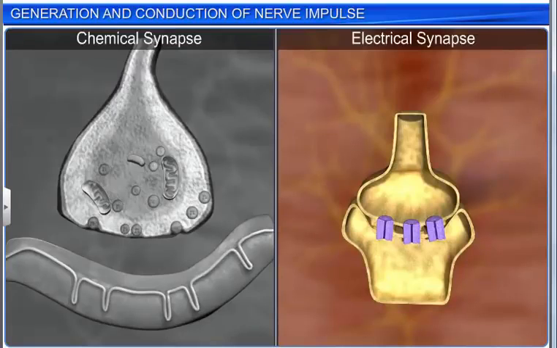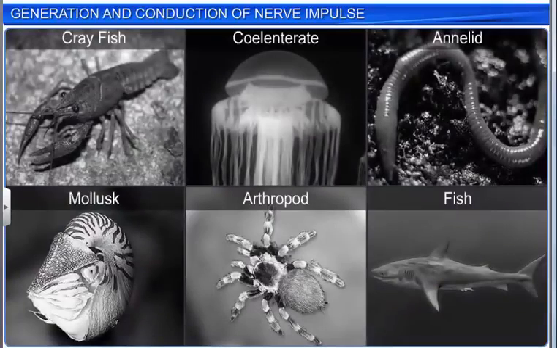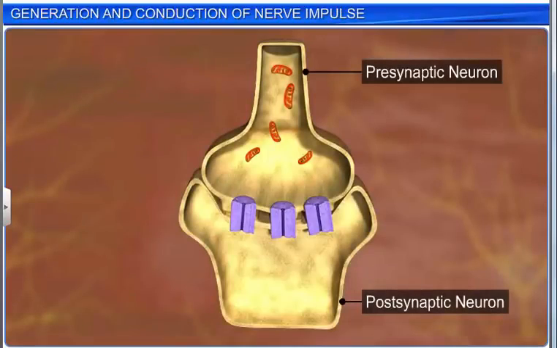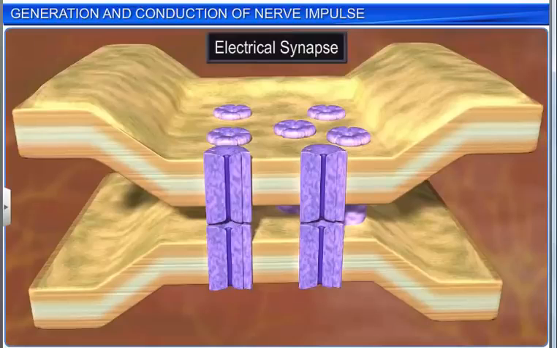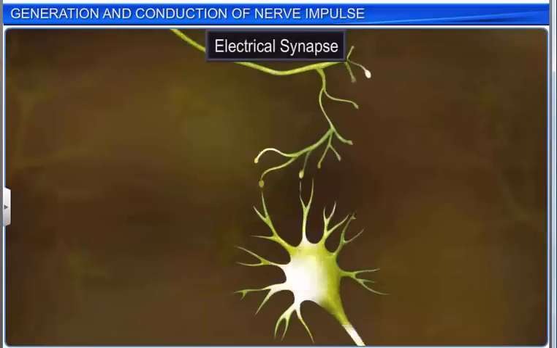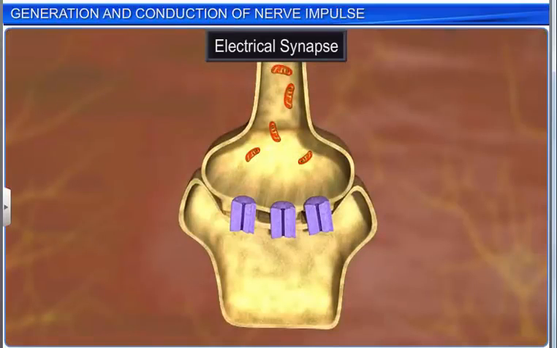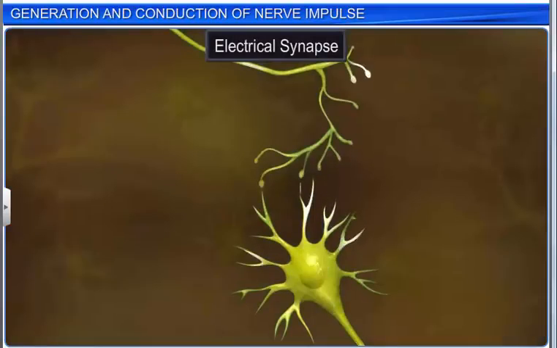Electrical synapses are the less common of the two types. They were first found in crayfish, later in coelenterids, annelids, mollusks, arthropods, and fish. The membranes of pre- and postsynaptic neurons of electrical synapses are in very close proximity. This allows the direct flow of electric current from one neuron to another. Synaptic vesicles are absent and only a few mitochondria are present. Impulse transmission across an electrical synapse is faster than that across a chemical synapse.